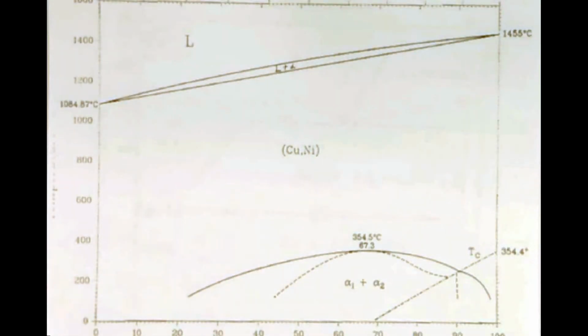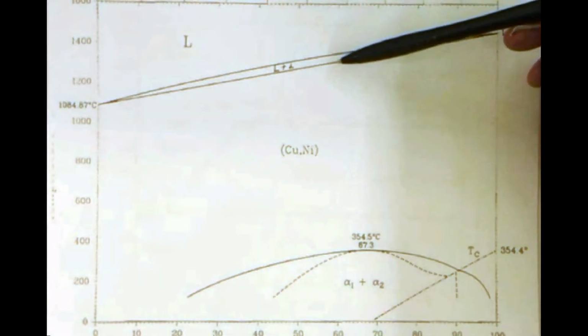Solubility limit is the max amount of solute that can be added to a solvent. Other limits in phase diagrams can be referred to as a phase boundary. The important limits for this phase diagram below, the copper-nickel phase diagram, are the liquidus line and the solidus line.